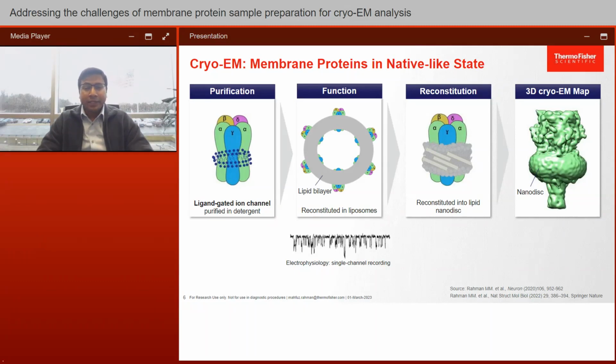and checked the ion channel function using electrophysiology. After finding suitable lipids for function, I reconstituted the protein in those lipids in the presence of scaffold protein for structure analysis. This is a 3D cryo-EM map in low resolution showing that the lipid nanodisc is surrounding the membrane portion of the protein, which mimics the native-like state.